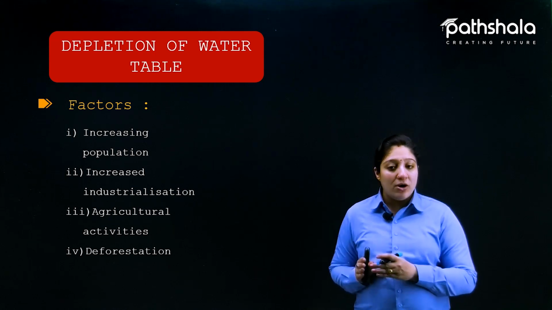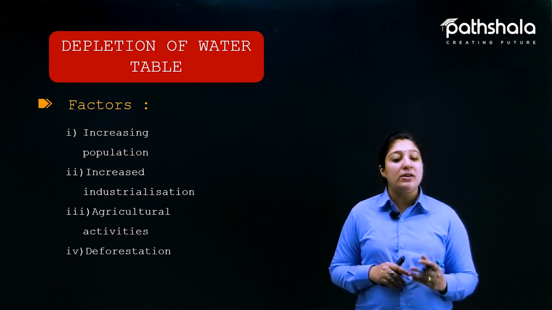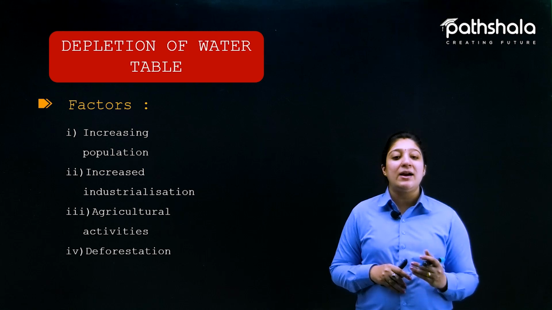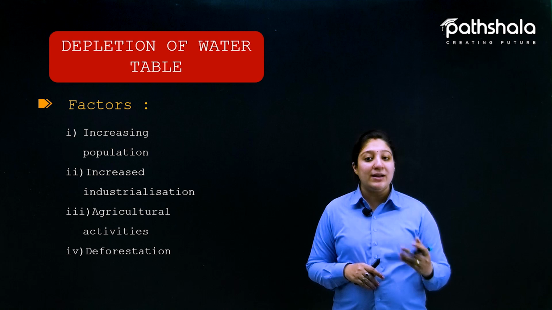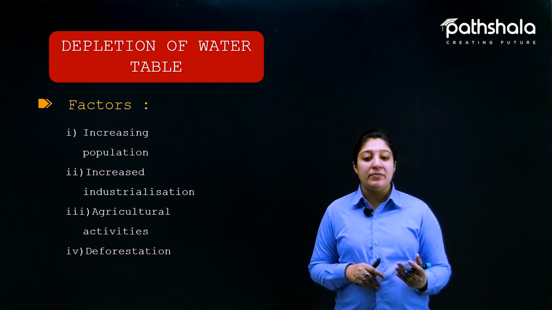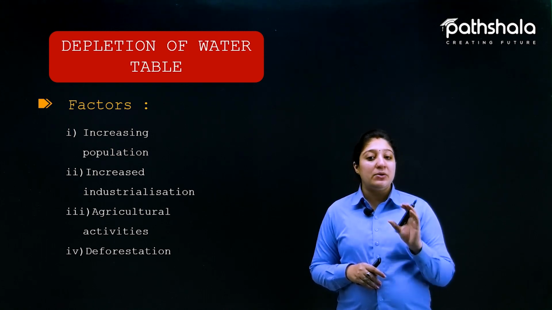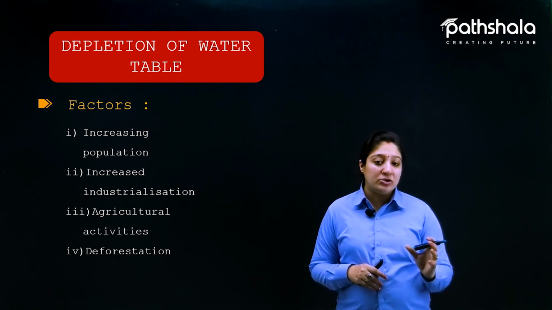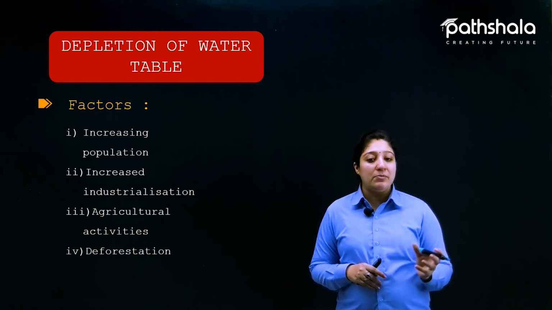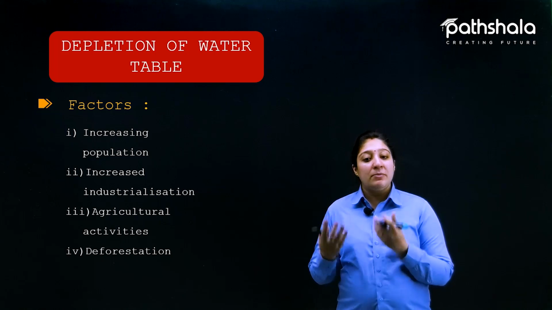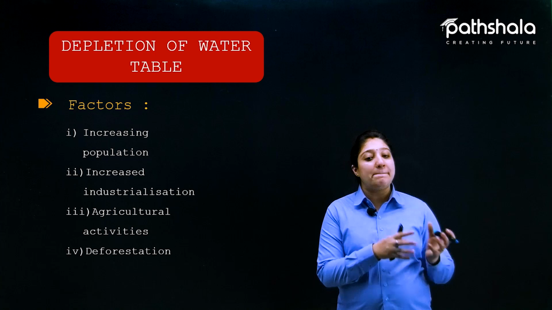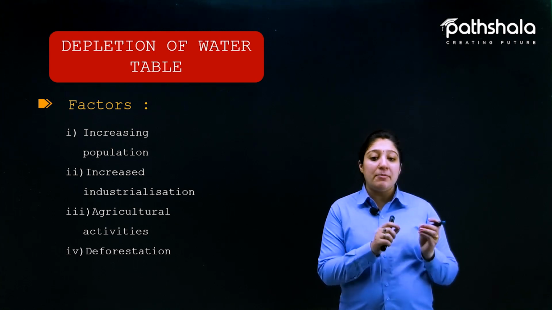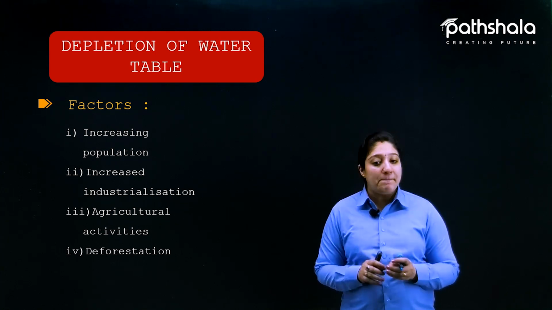Because of all these factors, the water table, or the amount of water present as groundwater, is decreasing day by day. Since we know that groundwater is a major source, if it is not maintained properly, the problems will be faced by the population itself. Because of that, it becomes very important to conserve water.